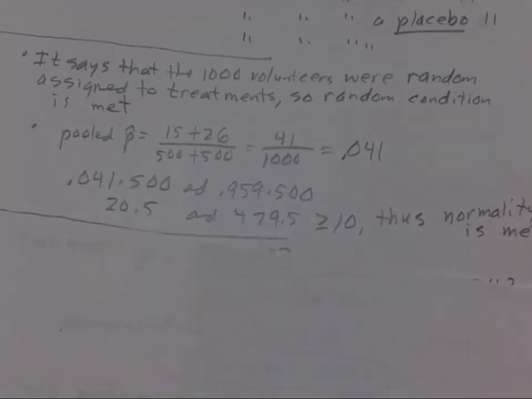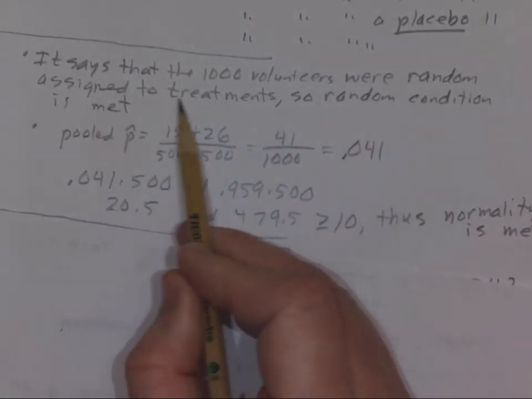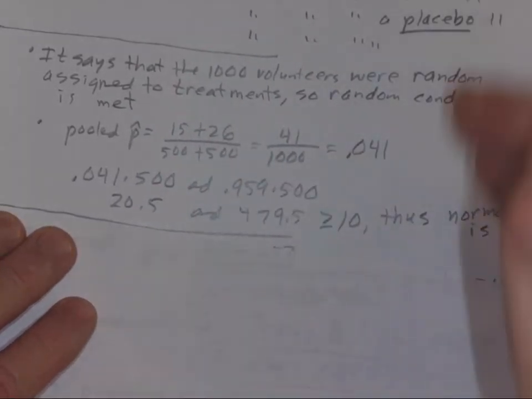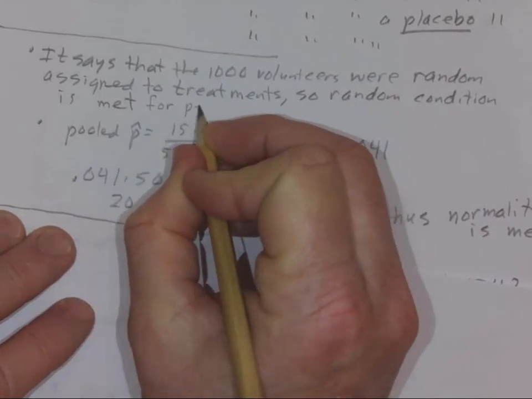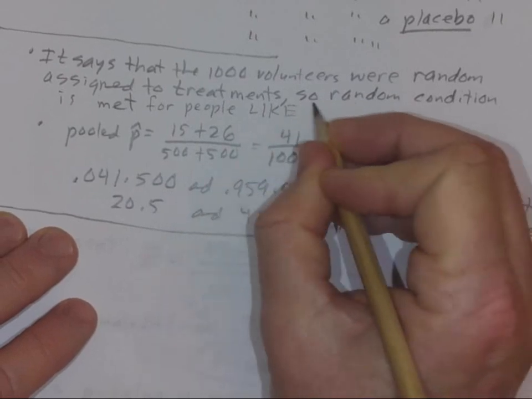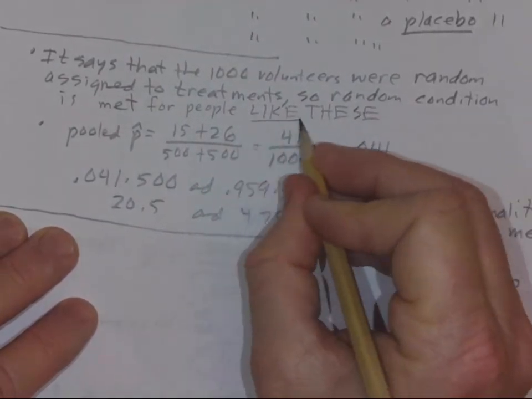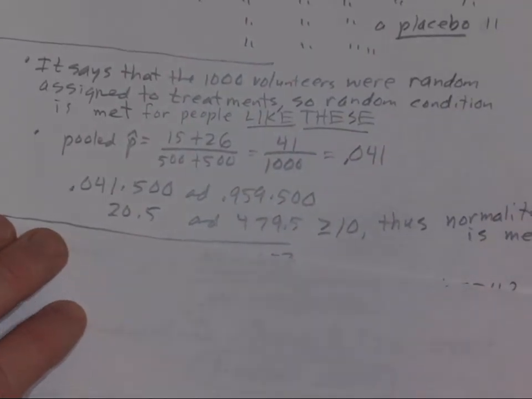Okay, don't say SRS. We didn't have an SRS. So it says the 1,000 volunteers were randomly assigned. So random condition is met. Good Lord, I didn't write it down. I mean, I wrote it up here and down there, so I'd have been okay. So, for people like these. I can't believe that I didn't write that down after I just preached to you to do that. But like I said, I would have gotten away with it, I do believe, because I wrote it up here and I wrote it in the conclusion as well.